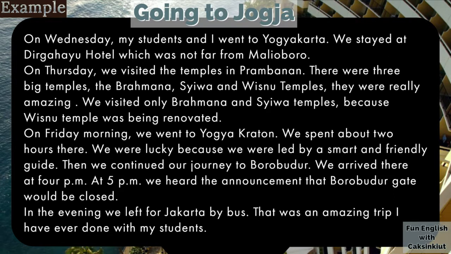And now let's analyze the events. There are 2 events in this text. The first event is visiting the temples in Prambanan, and the second event is going to Yogyakarta. And what about the reorientation? The reorientation here is where the writer says that it was an amazing trip that he or she has ever done with his or her students. So here, the 3 generic structures of recount text are all present.